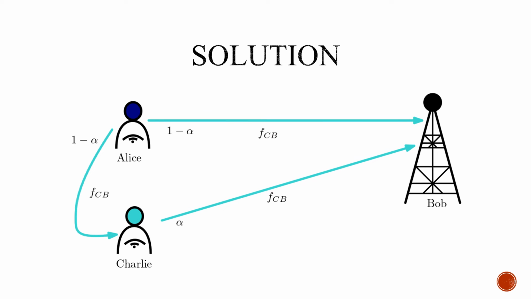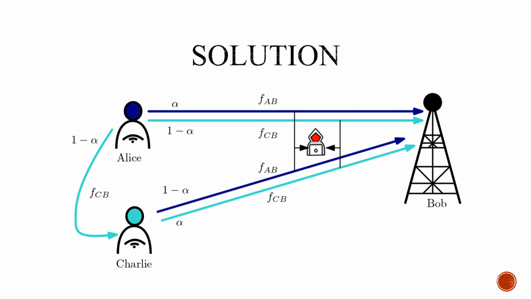Therefore, we propose a non-coherent fast-forward full duplex relaying scheme where Alice seeks help from Charlie to forward her messages to Bob. Charlie modifies his messages based on Alice's symbol and forwards them to Bob. To maintain the same average energy level, Alice uses 1 minus alpha fraction of her energy and Charlie uses alpha fraction of his energy to communicate on FCB.